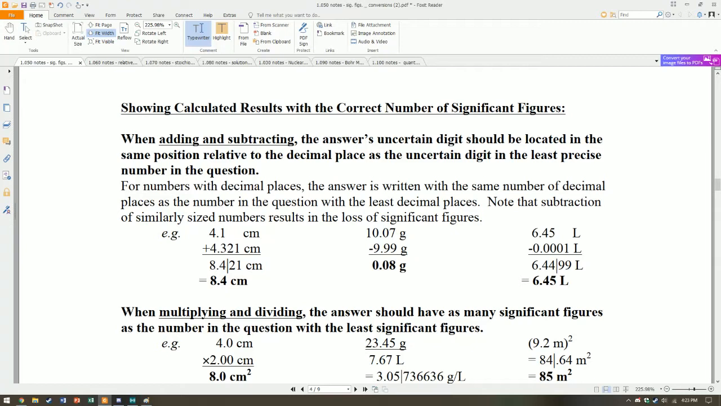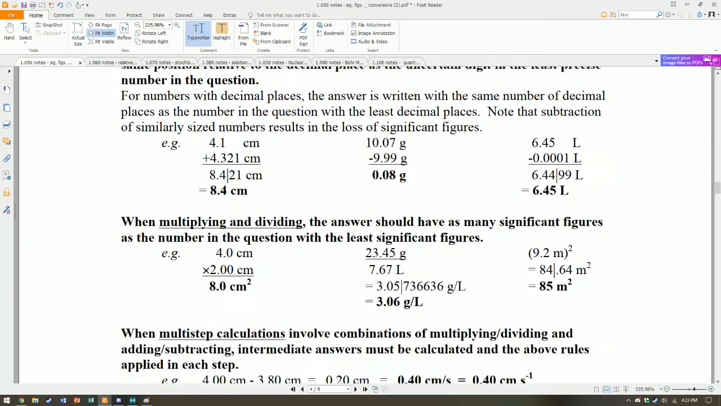When we add and subtract, we aim for the least number of decimal places. So here, for example, this has 3 decimal places, but this one only has 1, so therefore we only report our answer to 1. Same case here. They both have 2 decimal places, so we report it to 2 decimal places.